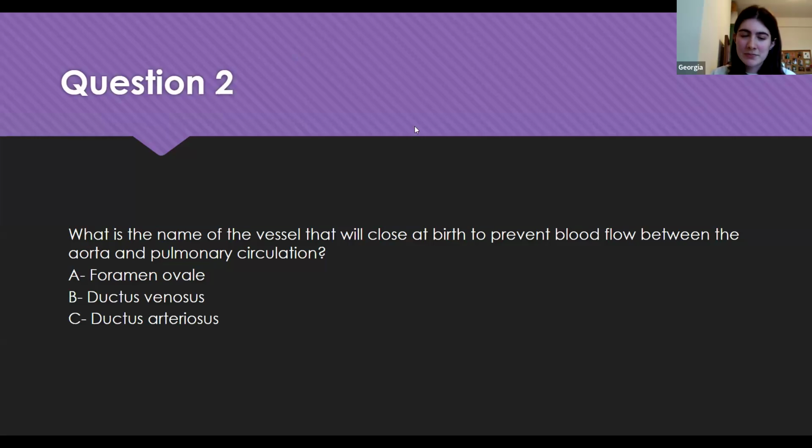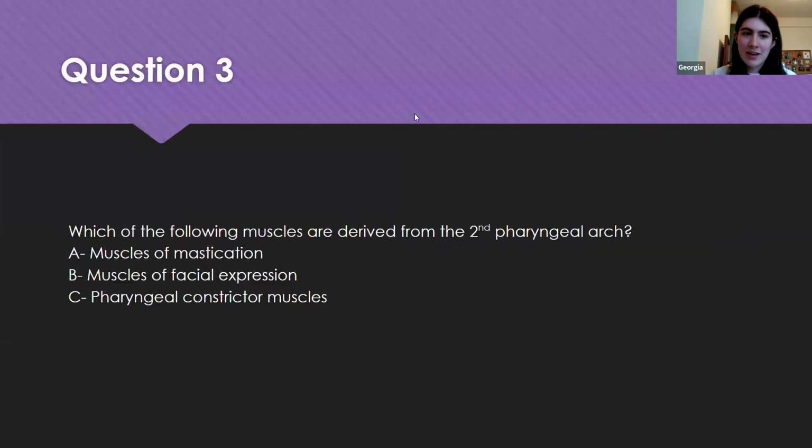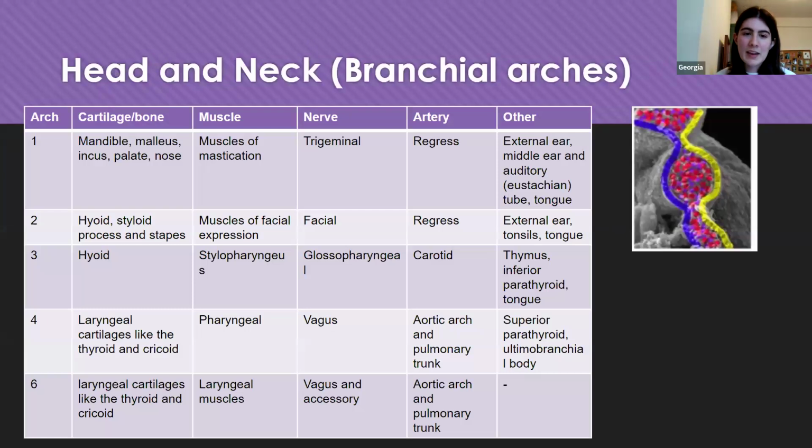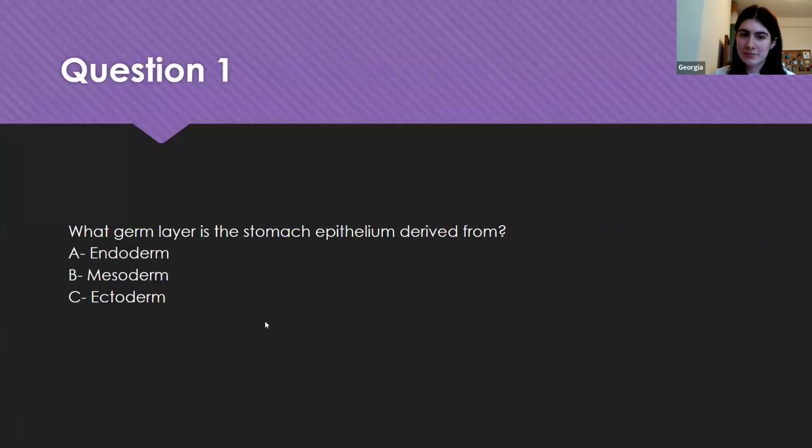Okay, and the last one. Which of the following muscles are derived from the second pharyngeal arch? Now, I appreciate we covered this quite quickly, so you might not know, but I'll just bring it to your attention anyway, because this has come up in exams before. Yeah, you're right. It is the muscles of facial expression. So the muscles of mastication are actually, if we go back, linked to arch 1, and the pharyngeal muscles are arch 4.